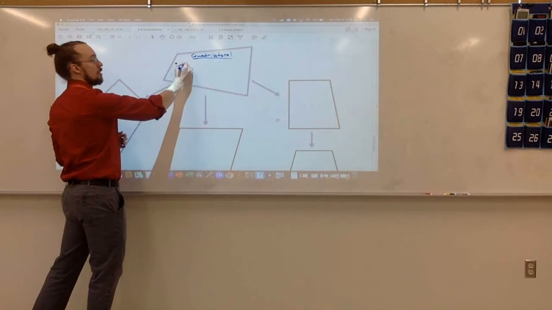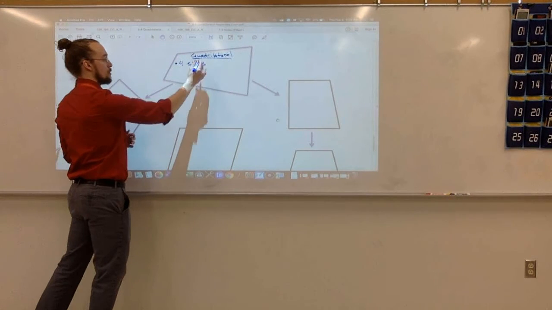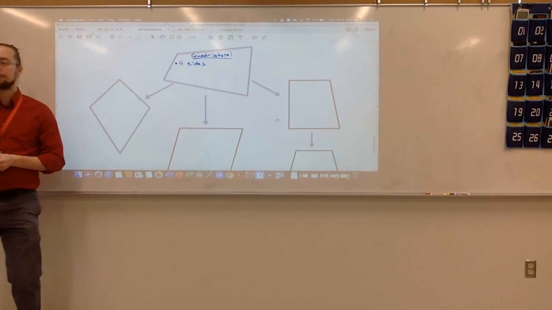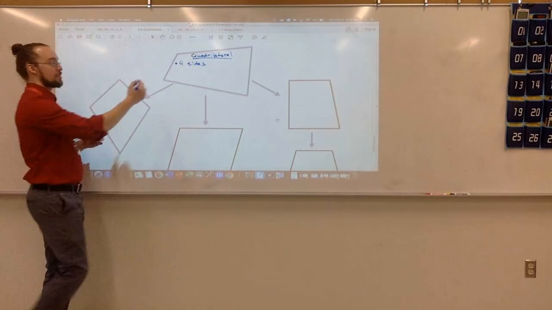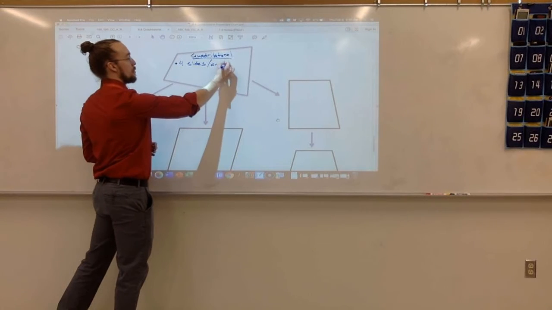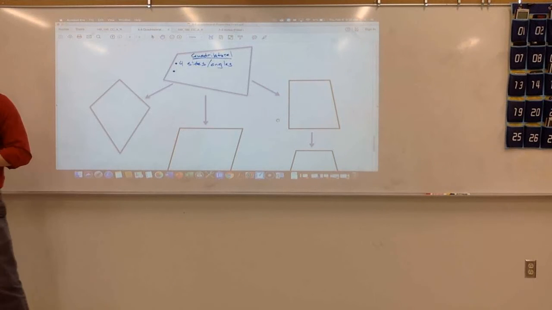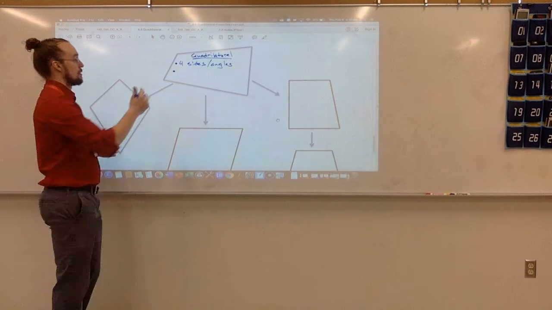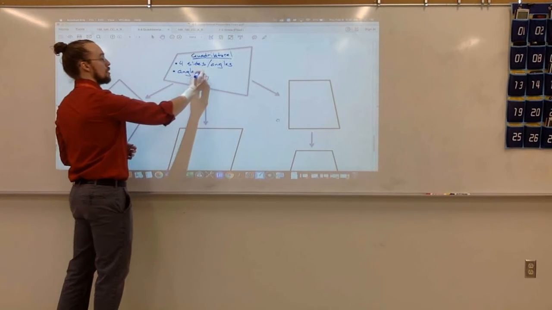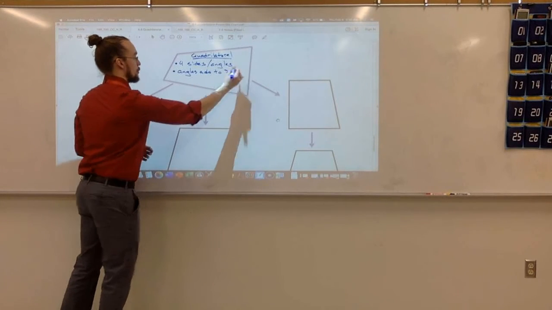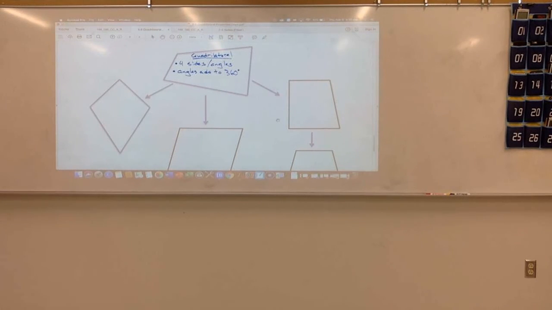Four sides. So every single one of these shapes on here has four sides. What else do we know is true about any quadrilateral? Four angles. All right, so we can say four sides, four angles. There is something else, even more specific, I could say about the angles. They add to 360. Angles add to 360 degrees. Okay, so that's true of any quadrilateral.